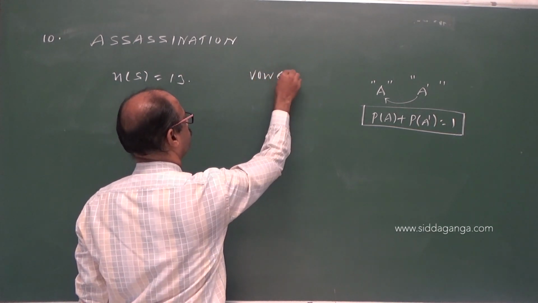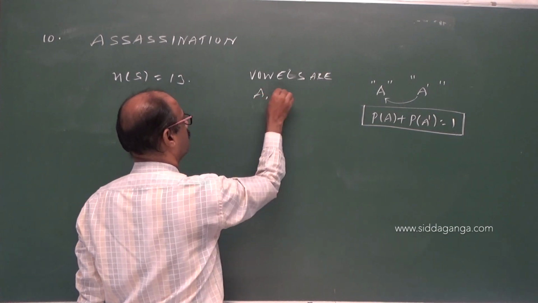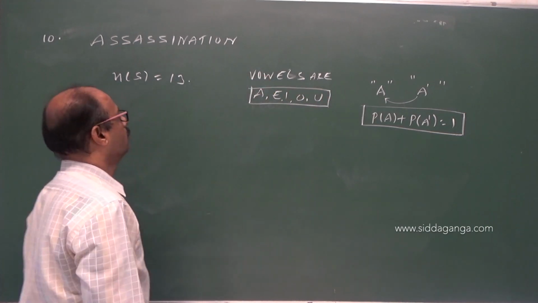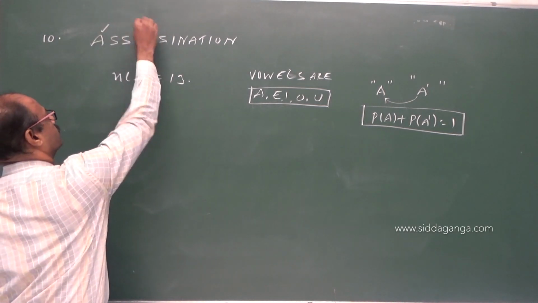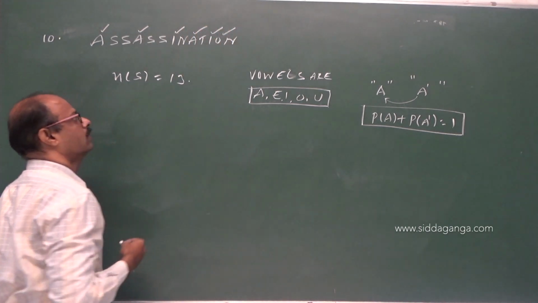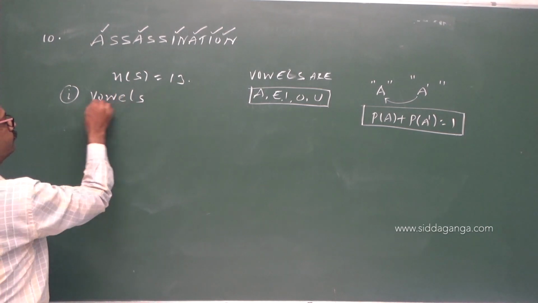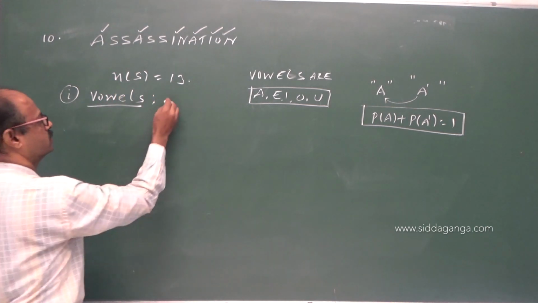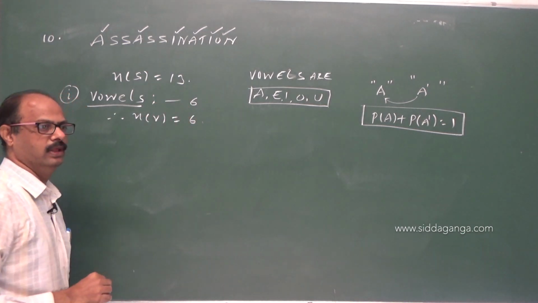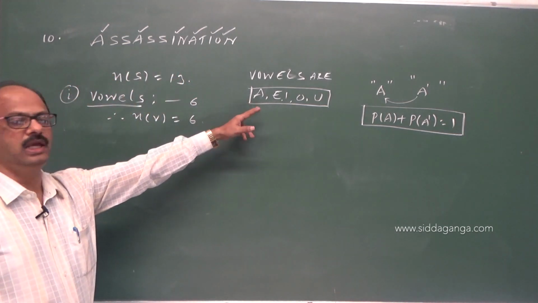Vowels are A, E, I, O, U. These are called the vowels. So look at this one, vowels. This is 1, this is 2, this is 3, this is 4, this is 5, and this is 6. These are 6 vowels. How many vowels are there? 6 vowels. Therefore, N of V is equal to 6. There are 6 vowels in the given word assassination. What are vowels? A, E, I, O, U.